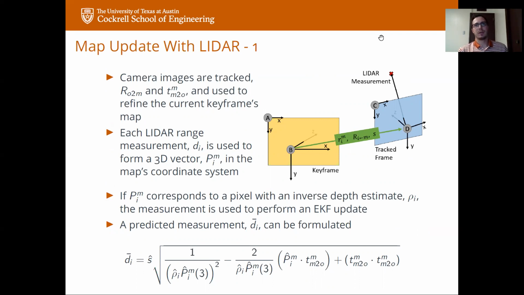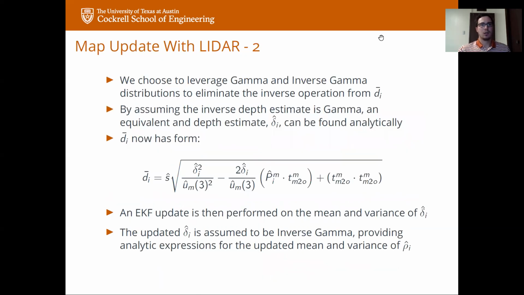We could use the predicted measurement shown as a function of the inverse depth for our EKF, but instead we once again leverage the gamma distribution. By assuming the inverse depth estimate is gamma, the depth estimate is analytic and inverse gamma. This reduces nonlinearity of the measurement dynamics and qualitatively improves EKF performance. We update the depth estimate with an EKF and then use our known relationships to transform this updated depth estimate into an updated inverse depth estimate.